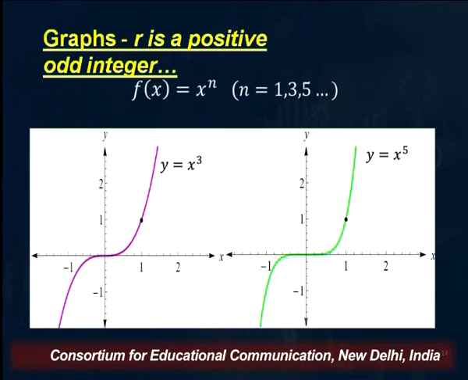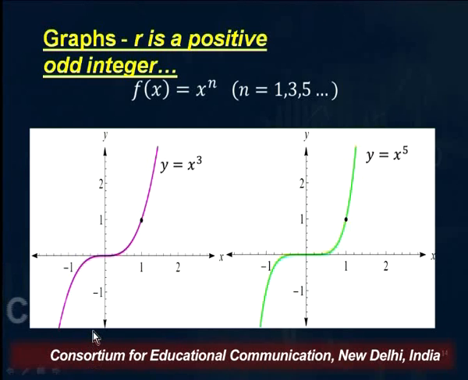Okay, so now we are taking r to be a positive odd integer. So if, let's say, the power is 3 here, you get the graph of y equal to x cubed, which looks like this. We've done cubic functions, so you should be familiar with this graph. And I've also shown you the graph of y equal to x to the power 5 here. So here what do you notice? First of all, both these graphs again pass through 1, 1, but here you have symmetry about the origin.